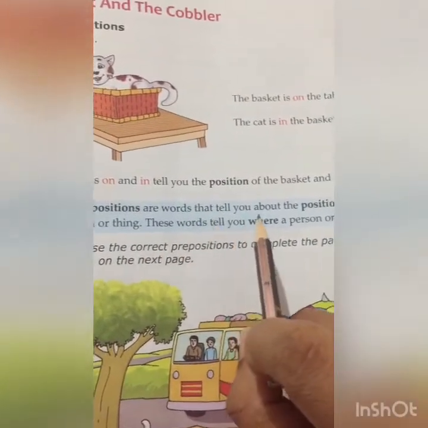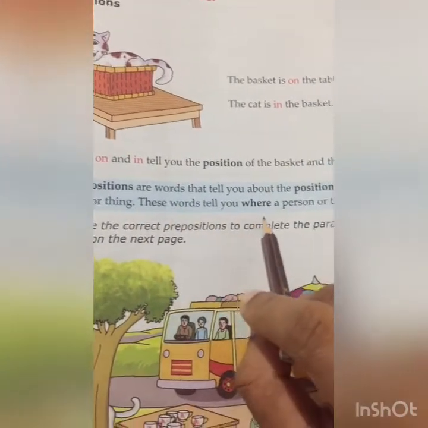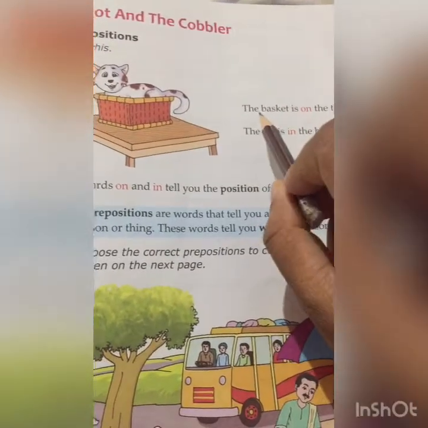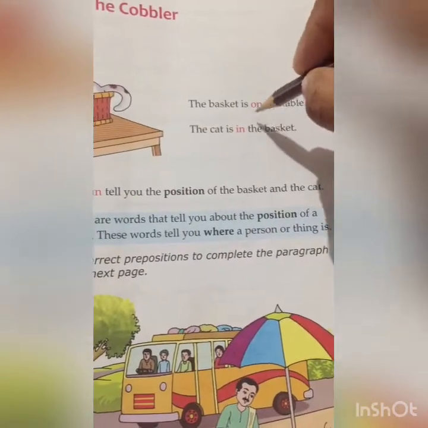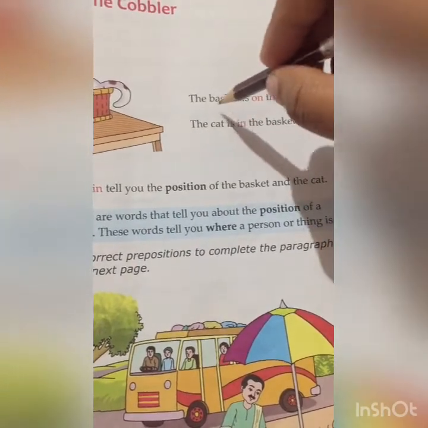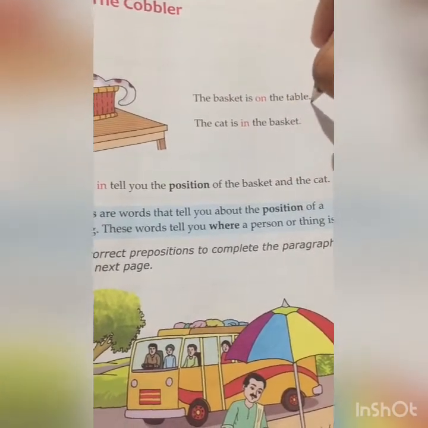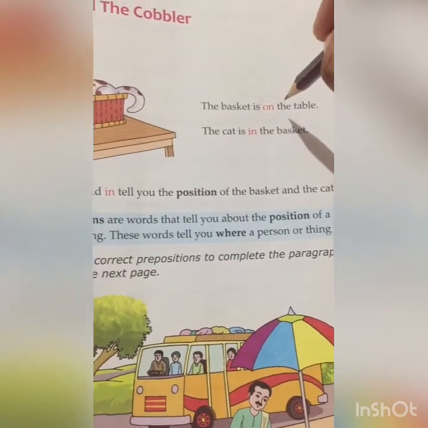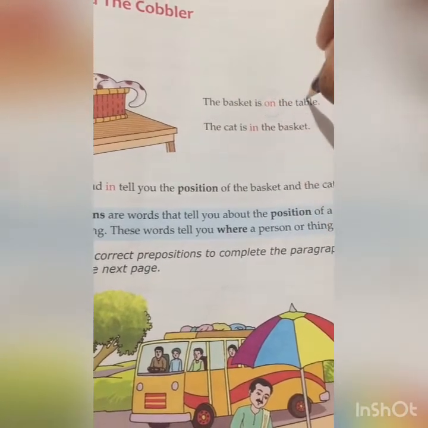Prepositions are words that tell you about the position of a person or thing. These words tell you where a person or thing is. Now we have learnt the basket is on the table. Here the word on tells us about what? The position of what? The basket. Where is the basket? The basket is on the table. So on is the word that tells us where the basket is.